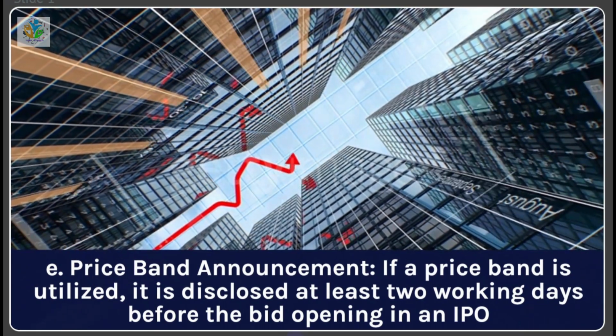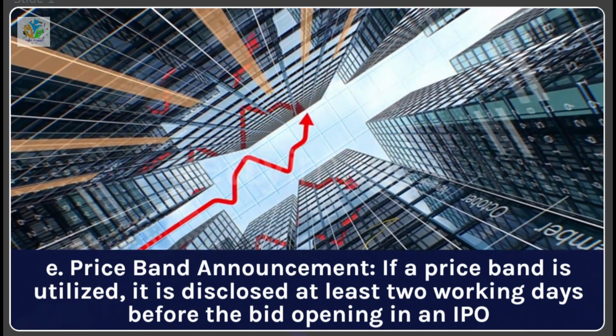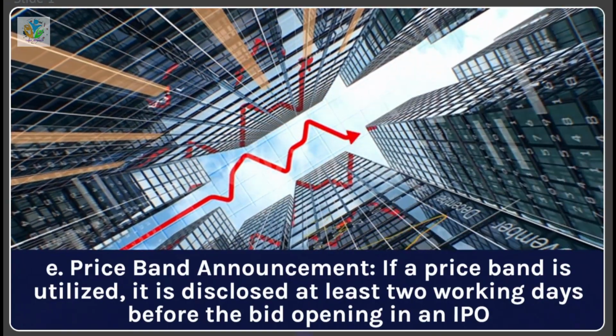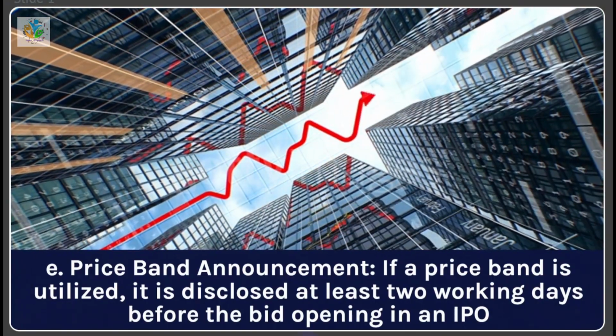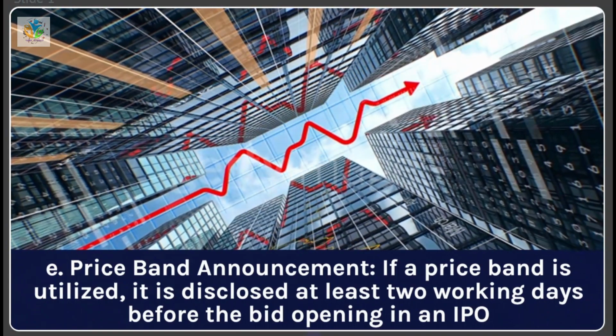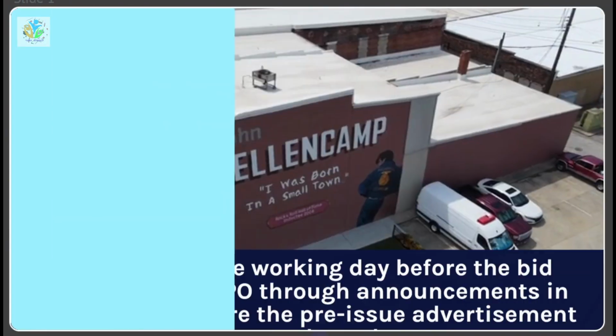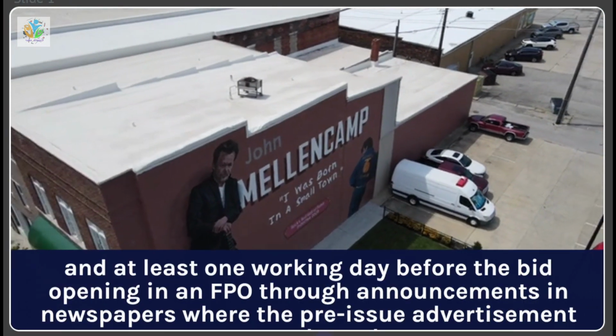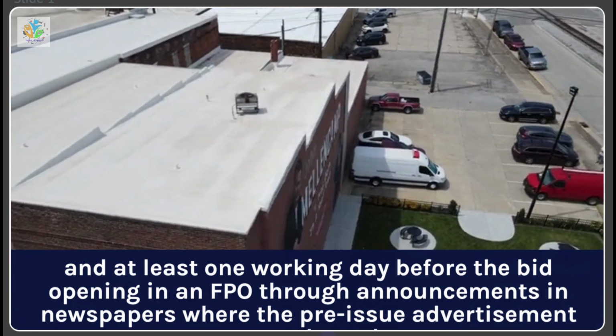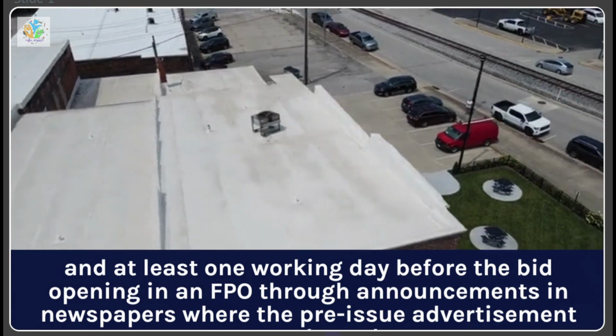E. Price band announcement. If a price band is utilized, it is disclosed at least 2 working days before the bid opening in an IPO, and at least 1 working day before the bid opening in an FPO through announcements in newspapers where the pre-issue advertisement was released.